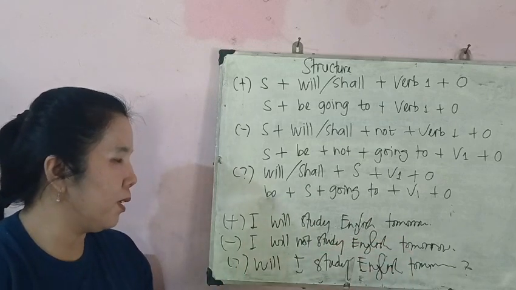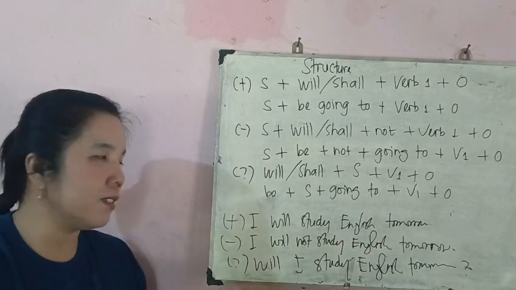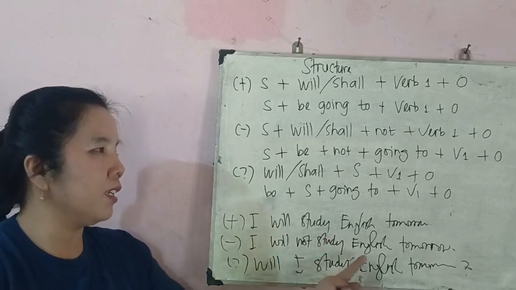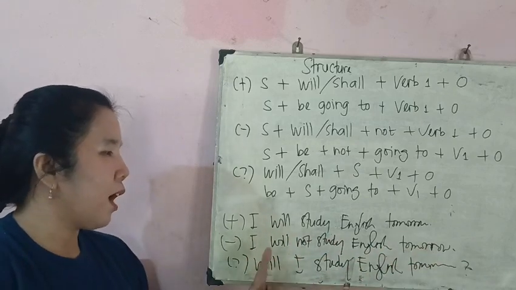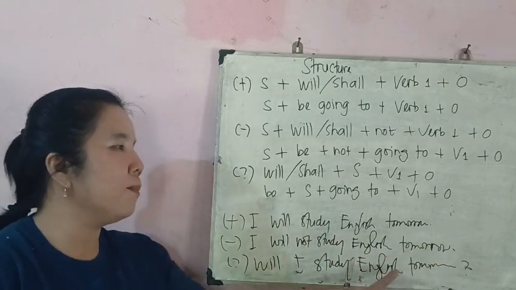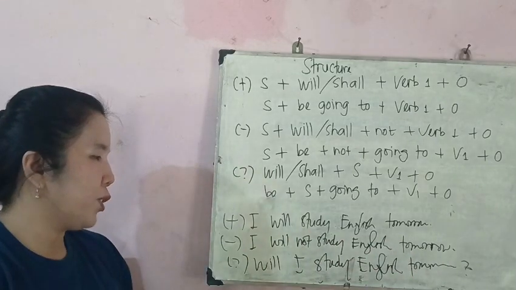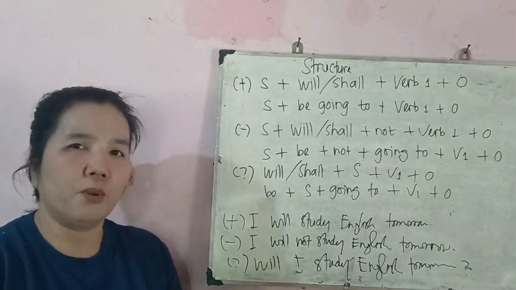Okay, example in positive, negative, and question sentence. I will study English tomorrow. I will not study English tomorrow. And for question, will I study English tomorrow?